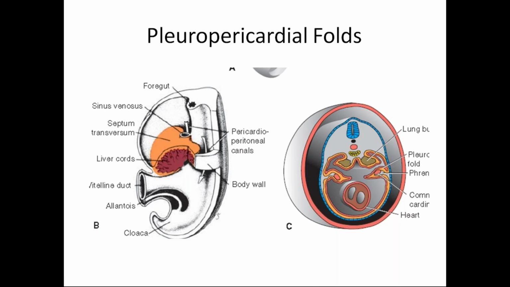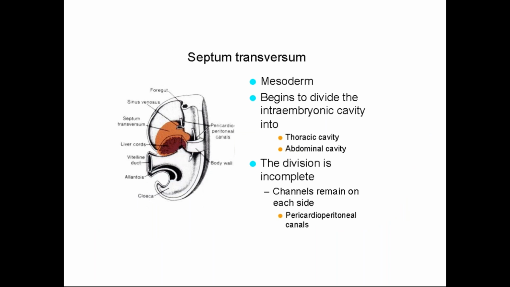Now let's go to the next picture. The septum transversum, as I say, is mesodermal in origin, with migration of the myoblasts from the cervical region.